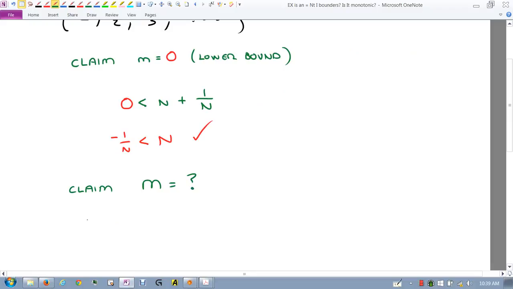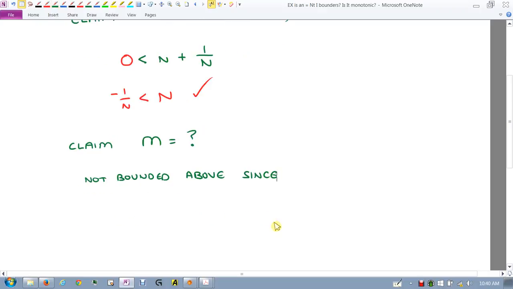So I'm going to say not bounded above, since, I need to justify my conclusion here, since the limit as n goes to infinity of n plus 1 over n is infinite. There's no way I can find a number and say that number is bigger than my sequence all the time, because if I go far enough out in my sequence, I'm going to pass it up.